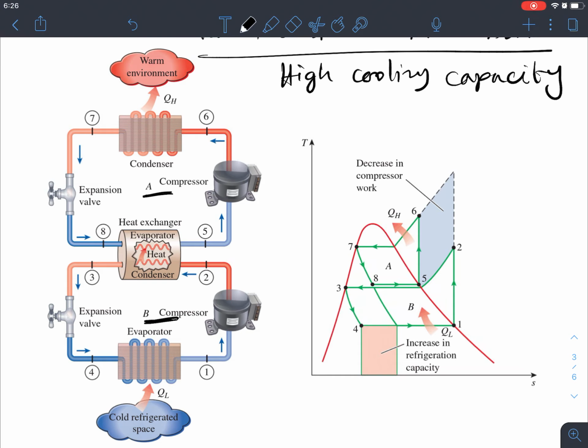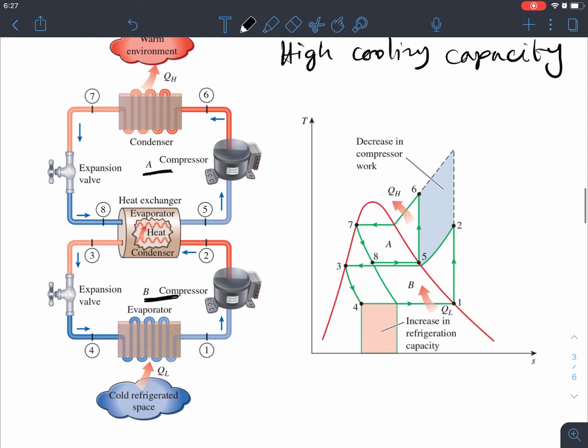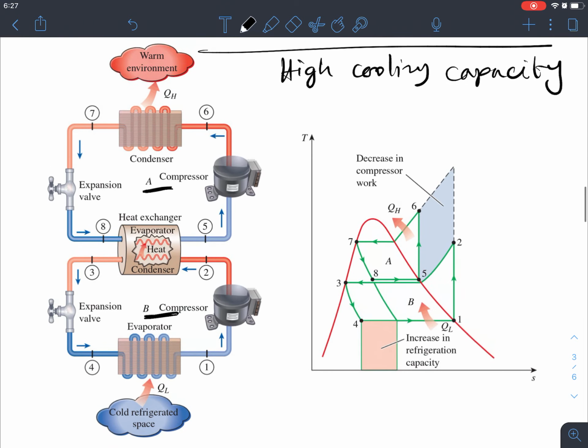That heat exchanger is basically working as an evaporator as well as a condenser. For the top one, for this cycle A, we can see that it's working as an evaporator. Basically it's absorbing the heat, while for the bottom cycle, this heat exchanger is working as a condenser, where it's rejecting the heat. So if it rejects the heat QH, then it will absorb that QH, which equals QL. So QH and QL would be the same at this point in the ideal case.